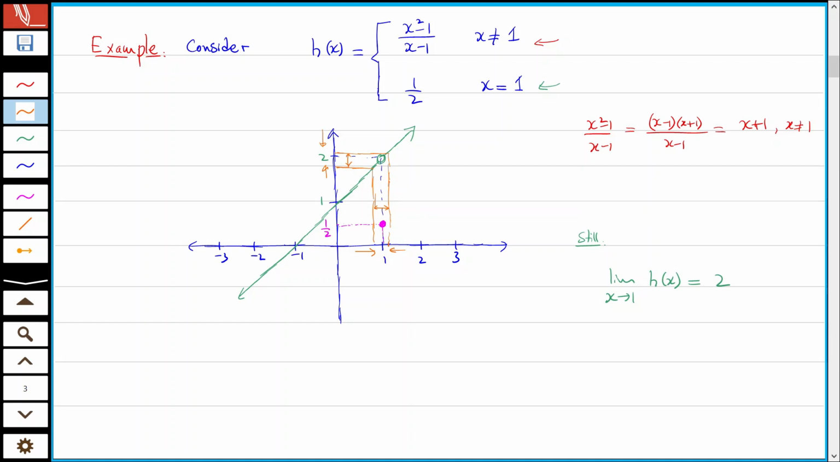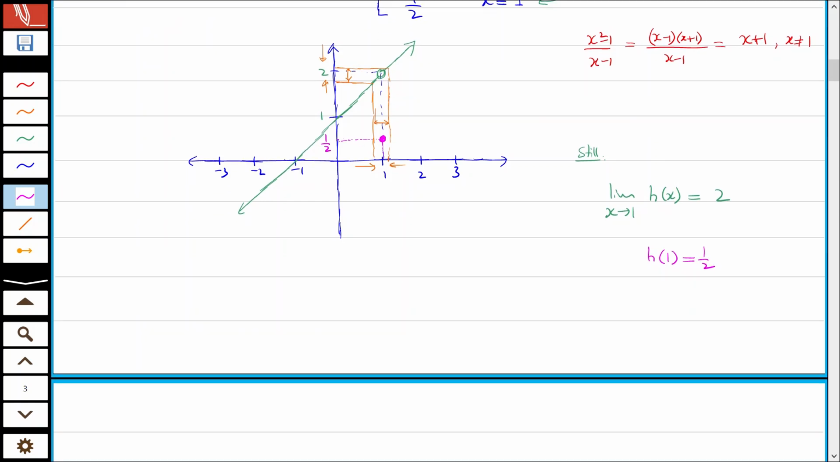But now you can see that h of 1 is equal to 1 over 2. The value of the function at x equals 1 is completely different from the value of the function, or the limit of the function, as x approaches 1. And that's the point that we were trying to make. Let's write that down.